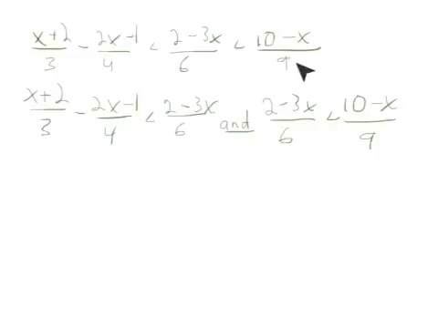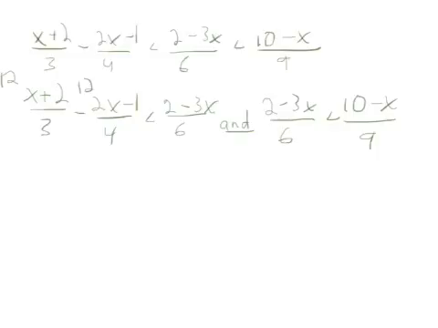The 2 minus 3x over 6 is less than 10 minus x over 9. That's going to be over here. So we have two parts. And now from here, to get rid of the fractions, we look at the left part first to solve this for x. And to get rid of the fractions, we want to multiply everything by the least common denominator. So for here, the least common denominator would be a 12. So multiply everything by a 12.